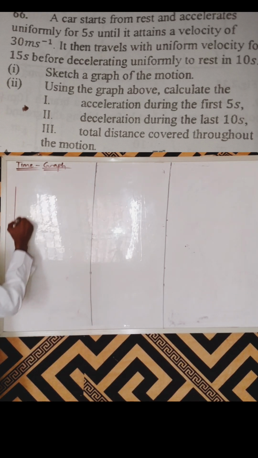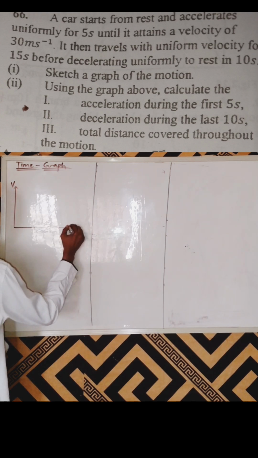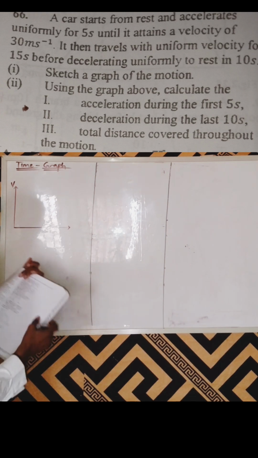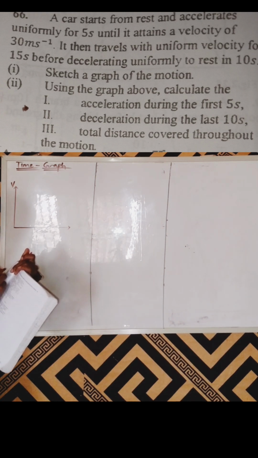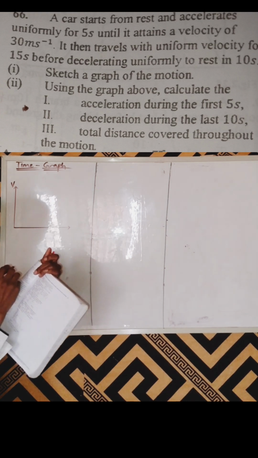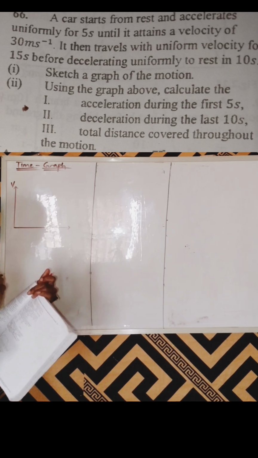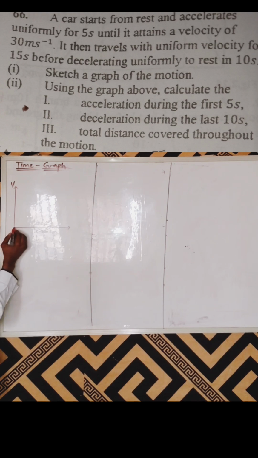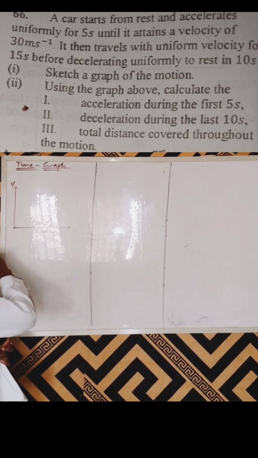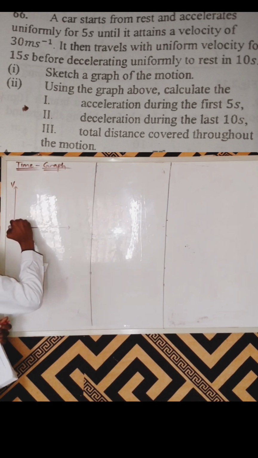This is V, and this is T. Just pay attention to what I'm going to do. They say that a car starts from rest and accelerates uniformly for 5 seconds until it attains a velocity of 30 meters per second. So it starts from rest, from the starting point. It accelerates, which means the velocity is increasing uniformly with time. So it accelerates like this.